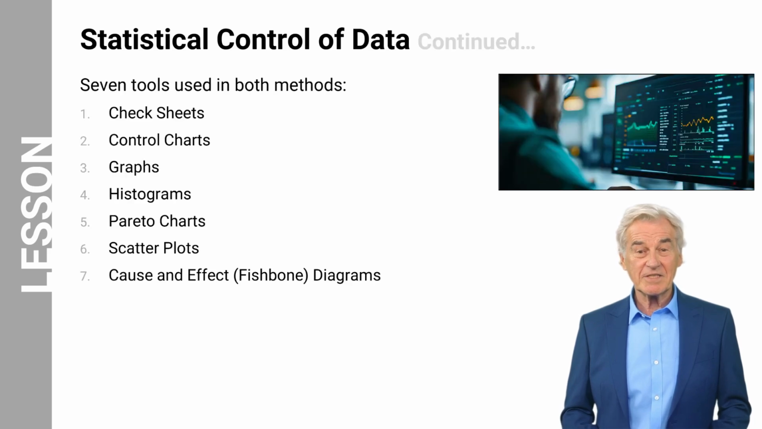There are 7 main control tools used in both statistical control methods. They are check sheets, control charts, graphs, histograms, Pareto charts, scatter plots, and cause and effect or fishbone diagrams.